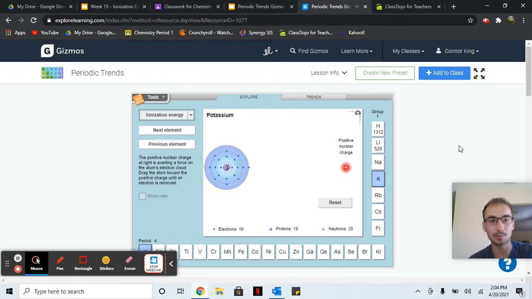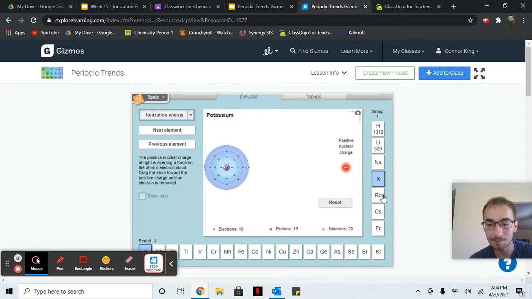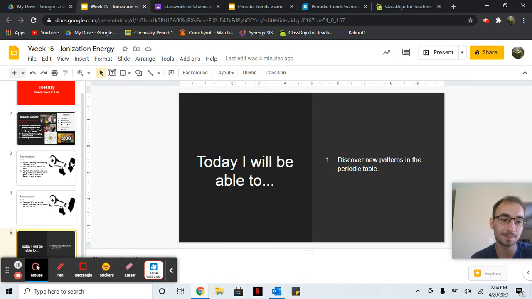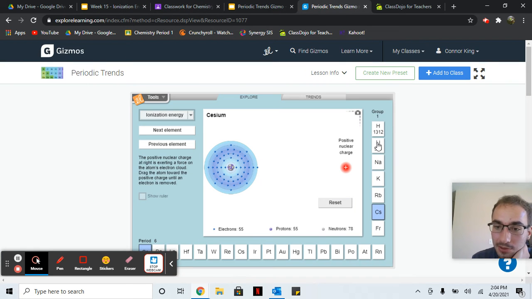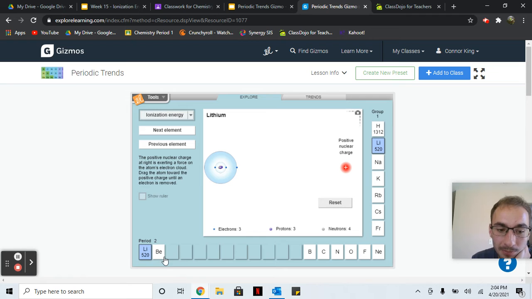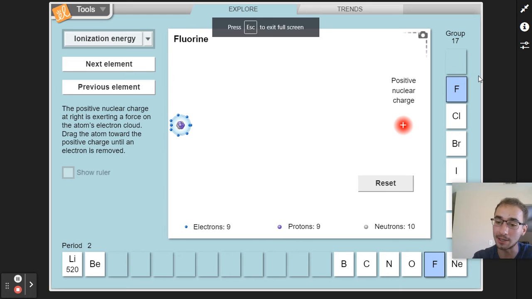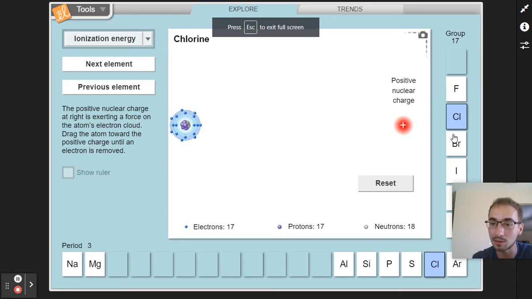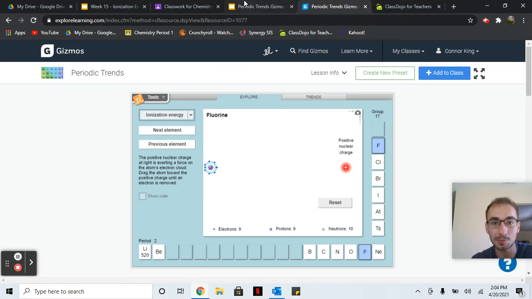The first table will ask you to keep going down and see what happens to the ionization energy as you go down the periodic table. Yep. And then the next one, you need to see what will happen if you go across. So if you go from lithium to beryllium, then boron, then carbon, then nitrogen, then oxygen, then fluorine, what happens as you go across? Does the ionization energy go up or down as you move across? And how does it change as you go down? That's what the first part asks you to do.